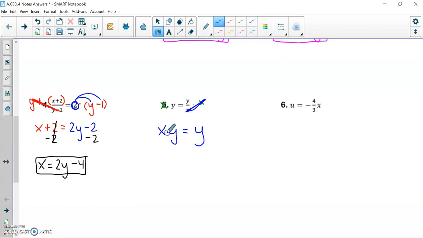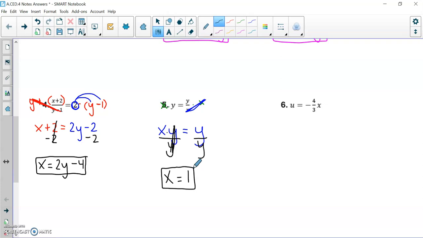I have an x times a y, so I'm going to divide by y on both sides. This y divided by y cancels, and I'm left with an x is equal to, and a y divided by a y is a 1. So x equals 1. We actually came out with a number answer for this one.